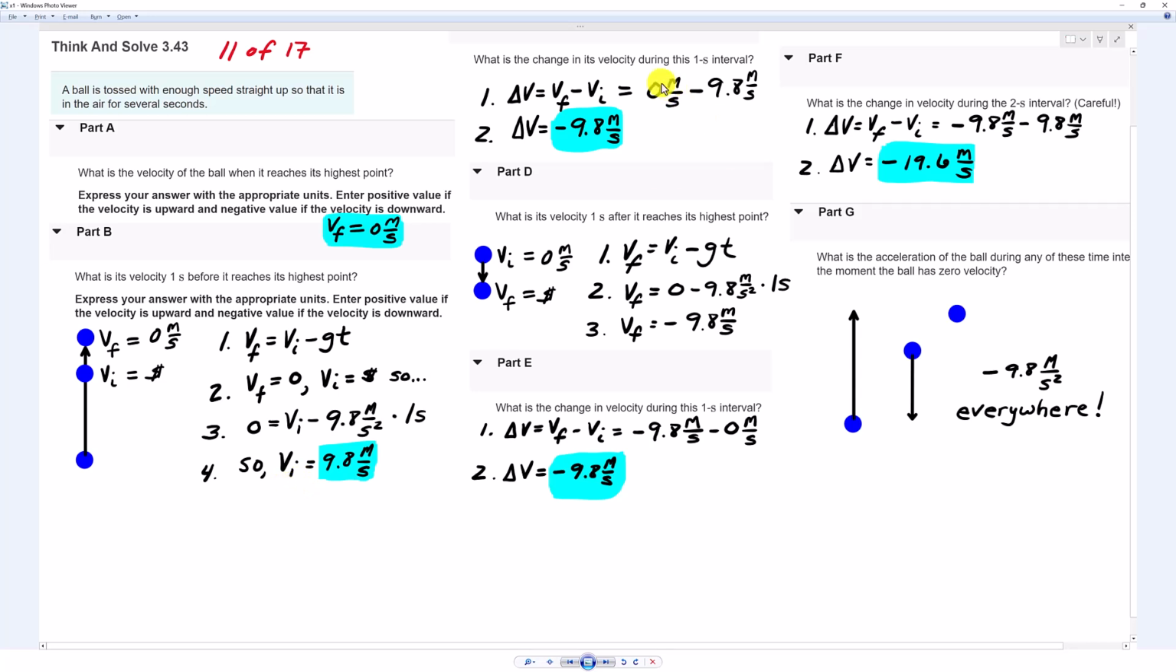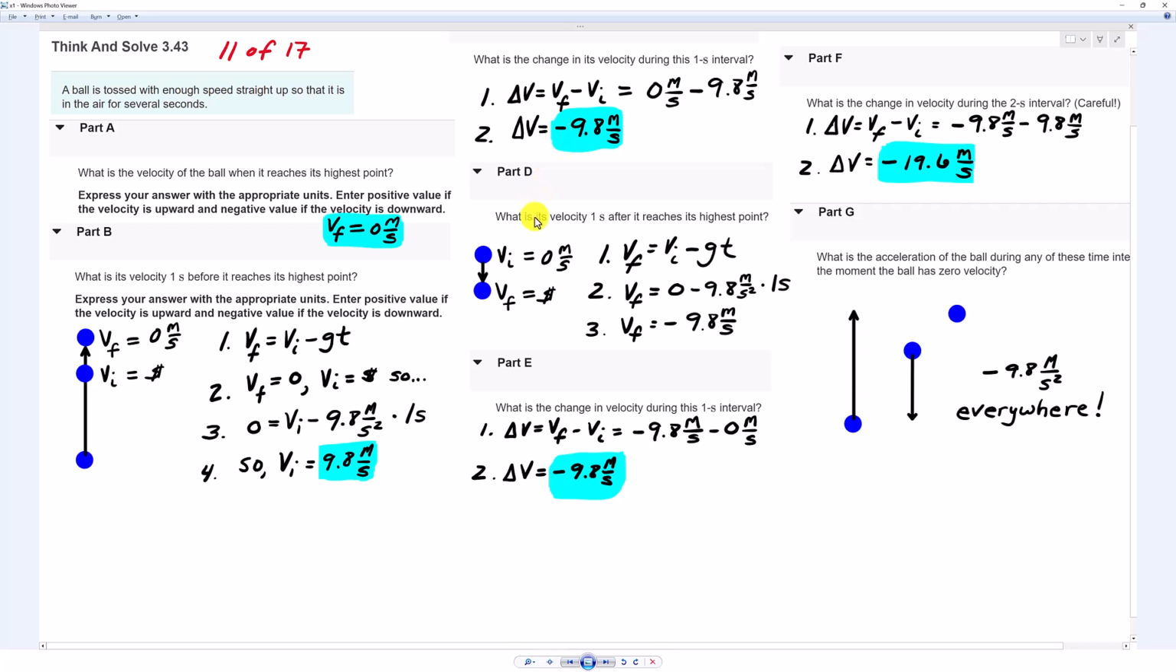Part C, during this 1 second time interval, what's the change in velocity? Delta V means final velocity minus initial velocity. In fact, delta anything means final minus initial. So in this case, the final velocity is 0 meters per second at the very top of the trajectory, minus the initial velocity, which is 9.8 meters per second. That came from this work here. So 0 minus 9.8 meters per second is negative 9.8 meters per second. This negative sign makes sense because I'm slowing down. Negative means I'm losing velocity.